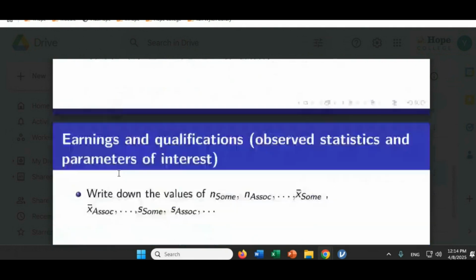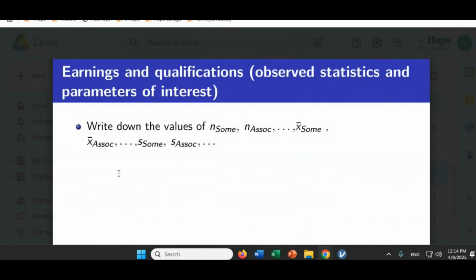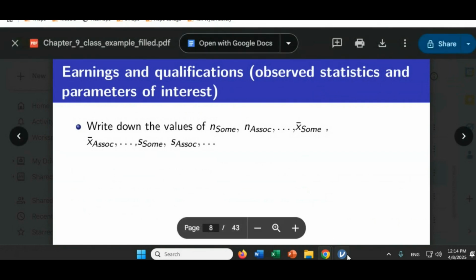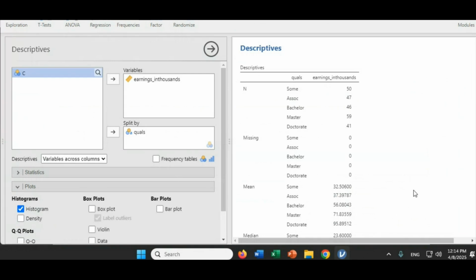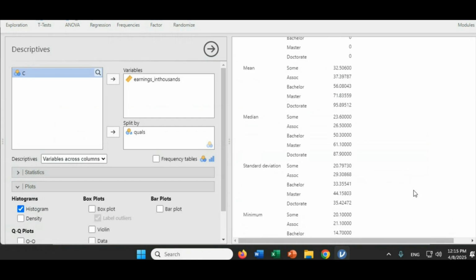It's quantitative, okay? So write down the values of n_sum, n_SOC, and all the others. I'm quite sure you know what these mean. n_SOC means how many people have an associate's degree. s_sum is the standard deviation of the salaries of people who have some college. You don't have to write them all down, there's a lot of numbers. Make sure you have produced this for yourself and just write down a few, just to show yourself that you know where these come from.